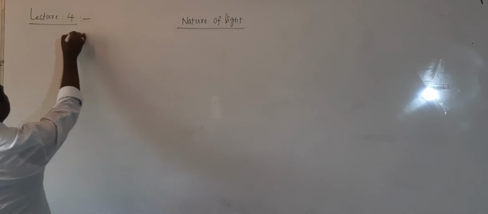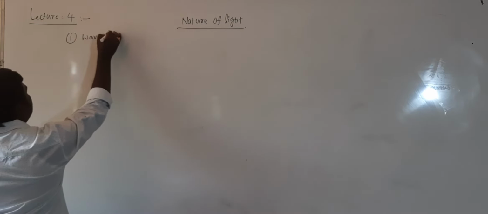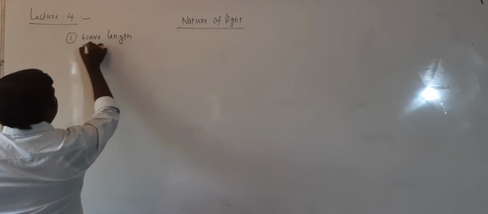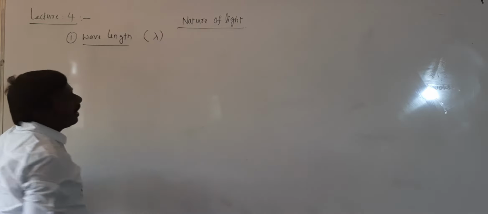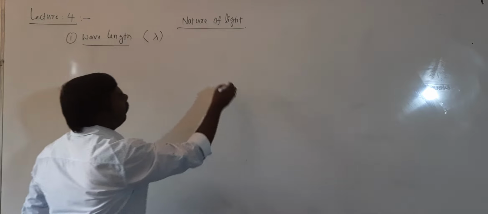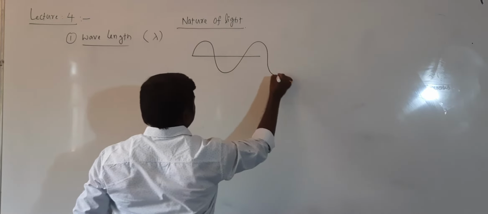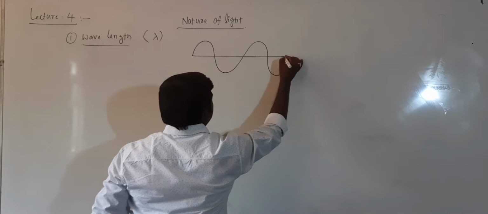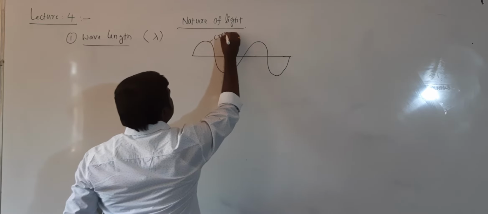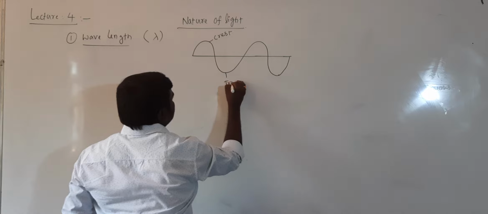Yes, first one, wavelength. It is indicated by the letter lambda. This is the wave. This is called the crest. This is called the trough.